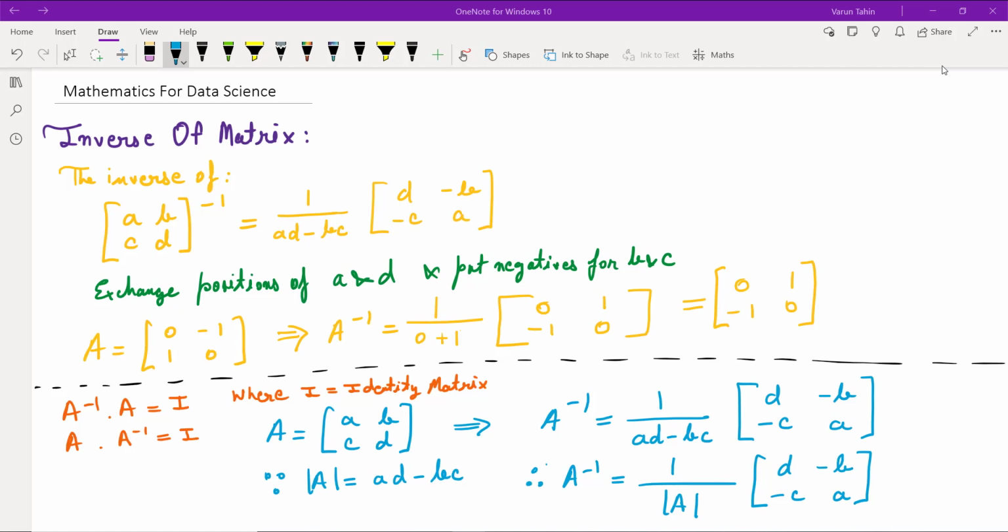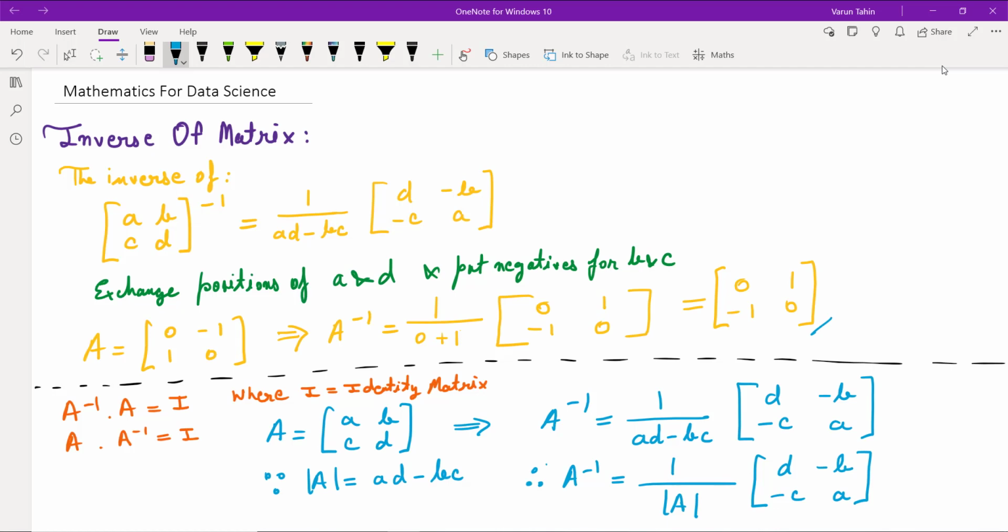Here A, B, C, D is represented by 0, -1, 1 and 0. And if we want to take its inverse, A inverse will become 1 upon AD, which is 0, minus BC, which is -1, which is +1, multiplied by the matrix by changing the A and D positions. So this remains constant because A and D both are 0, and changing the signs for B and C. So -1 will come in C's location.